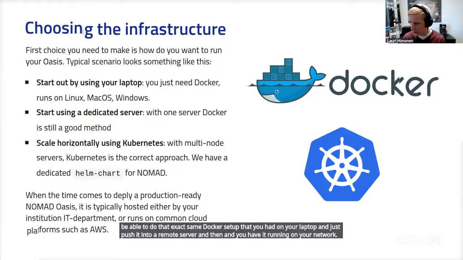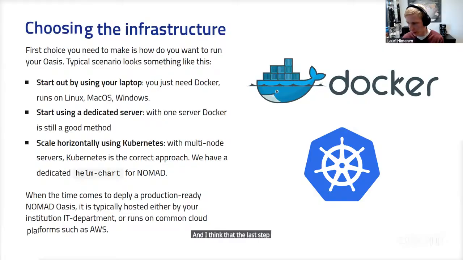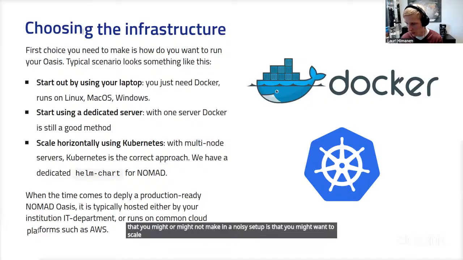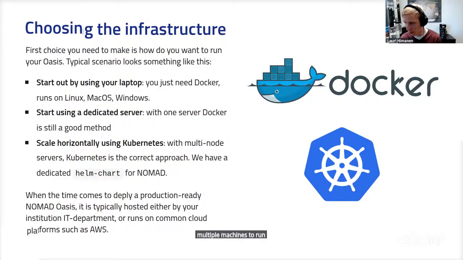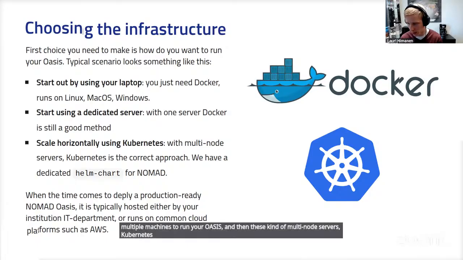And then I think that the last step that you might or might not make in an Oasis setup is that you might want to scale it horizontally using Kubernetes. So if you really have a lot of users, heavy workflows, then a single virtual machine might not do it. So you need to have multiple machines to run your Oasis, and in these multi-node servers, Kubernetes is the correct approach, and we have a dedicated Helm chart for Nomad for just setting this up.